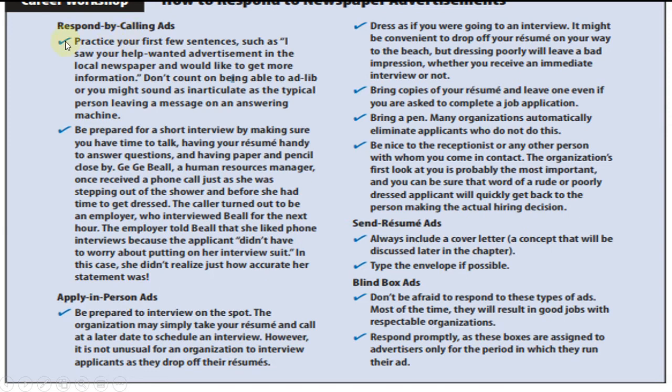And here's how to respond to a newspaper advertisement. This is a brief one. In responding calling, dapat practice your first few sentences. You may read na lang on your end. Okay, the do's and don'ts. Anong kailangan natin gawin? These are the information for these 4 kinds ng how to respond in advertisement.